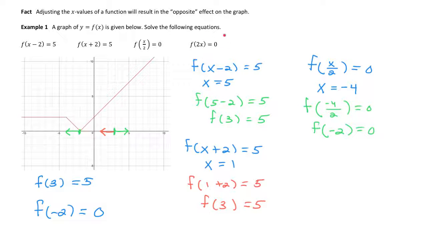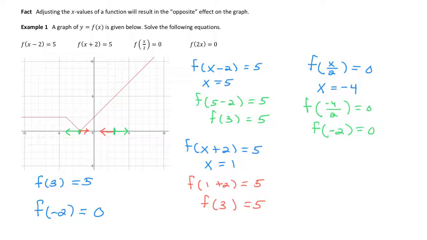Let's try that with our last equation here. So again, I'm multiplying the x value by 2, and it means I'm going to take this x value and divide it by 2. If I divide negative 2 by 2, it goes to negative 1. So we're going this way.